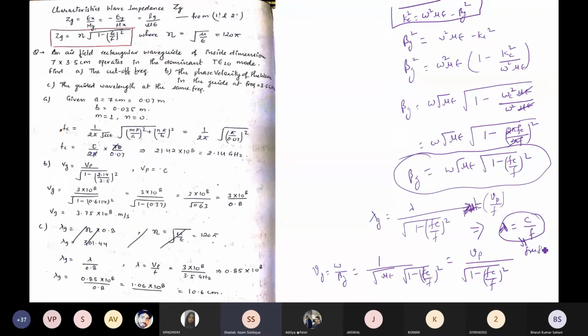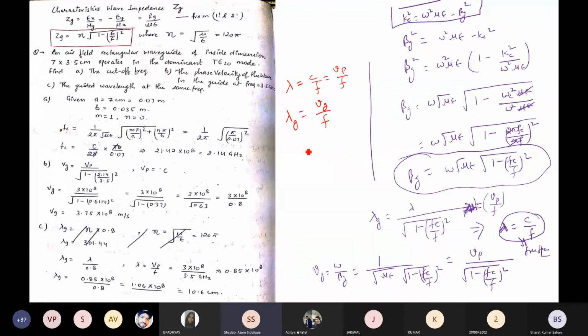Lambda is equal to c by f for the free space. If you want to find for guided wave, I'm talking about lambda for the free space, that is nothing but c by f, which is nothing but vp upon f. Vp is phase velocity in the free space, that is c by f, and vp is 1 by square root of mu epsilon. So if you take guided wavelength lambda g, lambda g is nothing but Vg upon f.